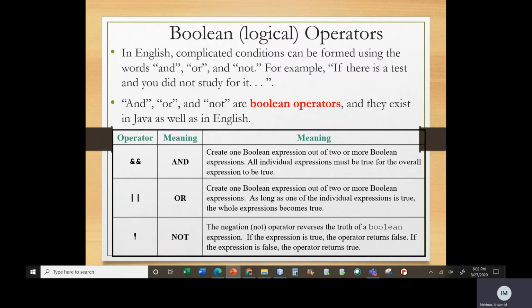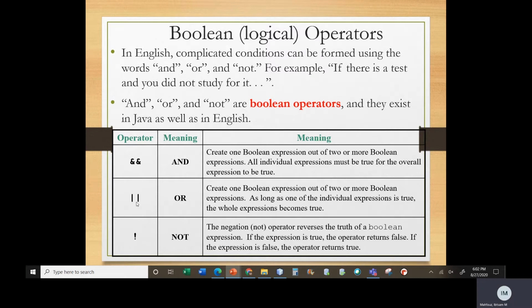In addition to the relational operators that we just saw, greater than, less than, greater than or equal, less than or equal, equal equal, not equal, we can also use something called logical operators. And logical operators help us create more complex expressions. So I can use the and, two ampersands, meaning and.